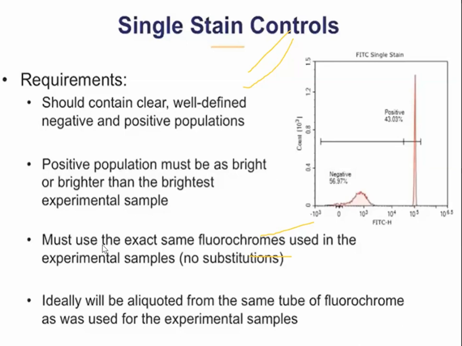You must use the exact fluorochromes used in your experimental samples. For example, you are using FITC in your experiment. You cannot compensate with other, similar fluorochromes, for example Alexa Fluor 488, which has almost the same excitation and emission as FITC. If you are using FITC in your experiment, you cannot use Alexa Fluor 488 for doing compensation. You should use the same exact fluorochromes. Ideally it will be aliquoted from the same tube of fluorochrome as was used in the experimental sample.